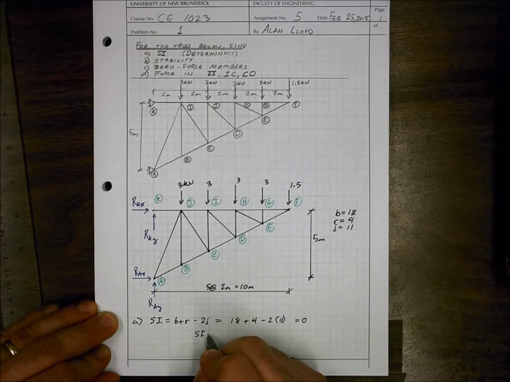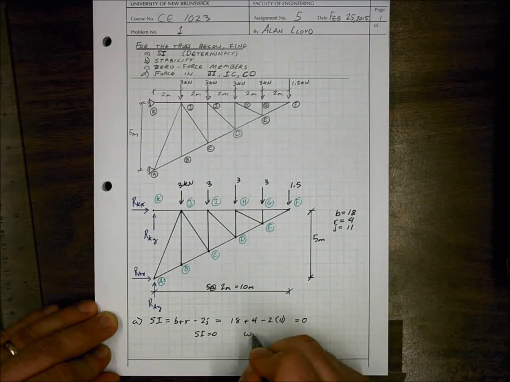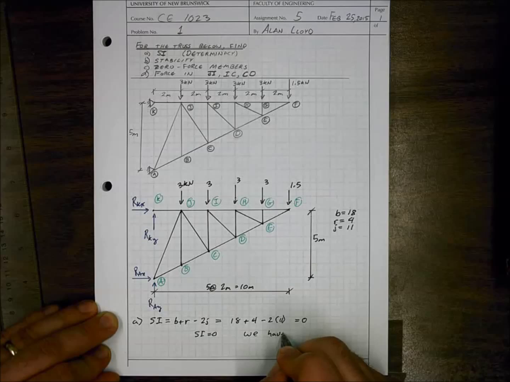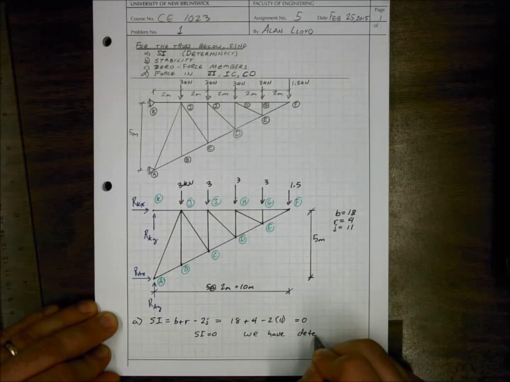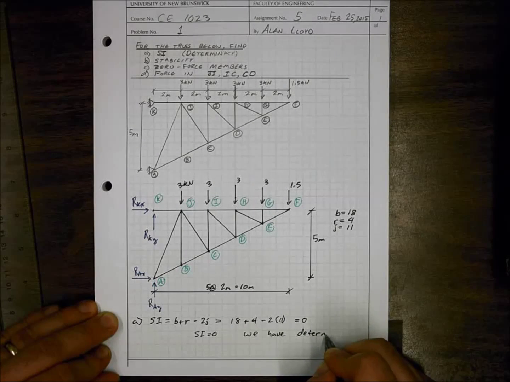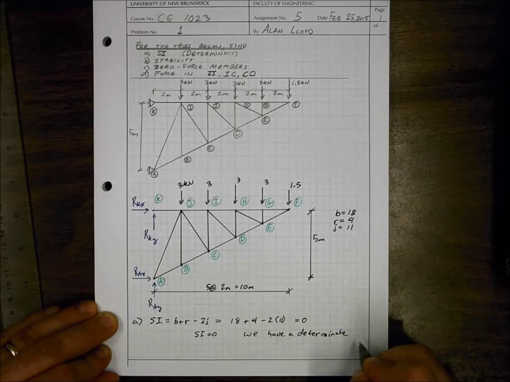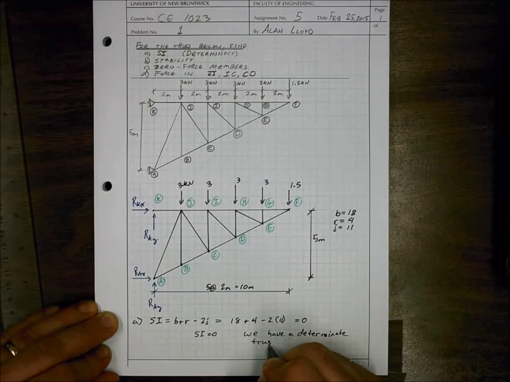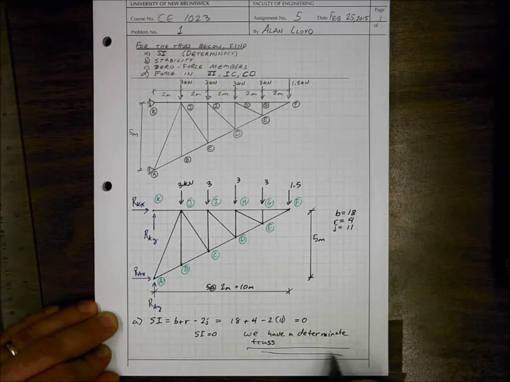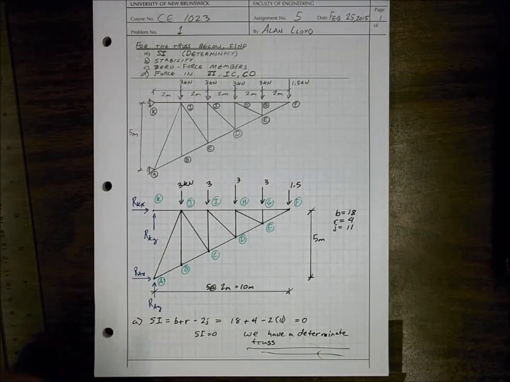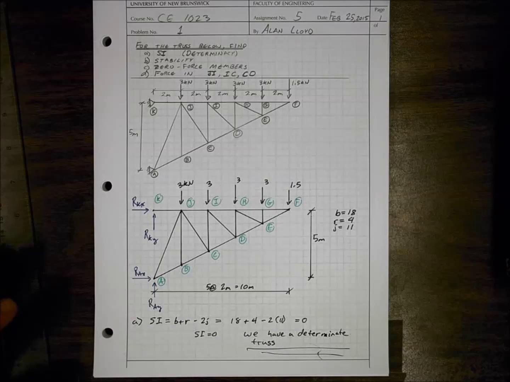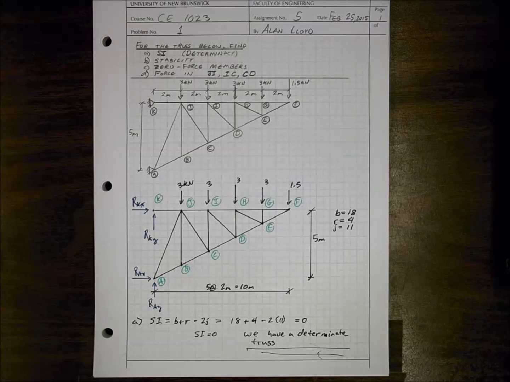Since SI is equal to 0, we have a determinate truss. And a determinate truss means that we can solve everything in this truss with only our equations of equilibrium. We don't need to bring in more advanced analysis techniques.